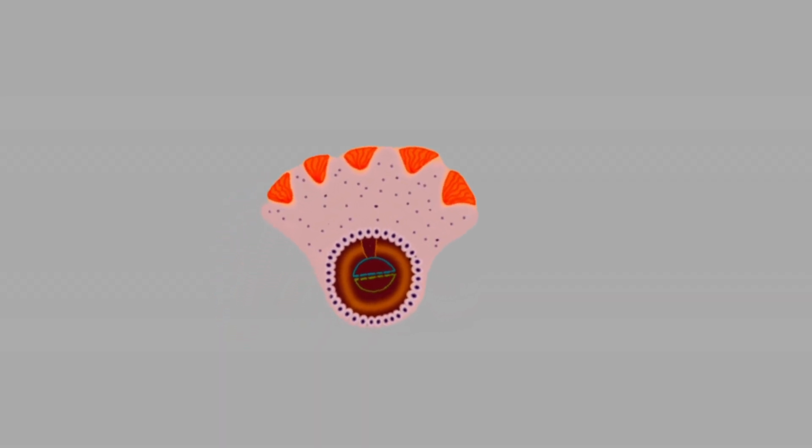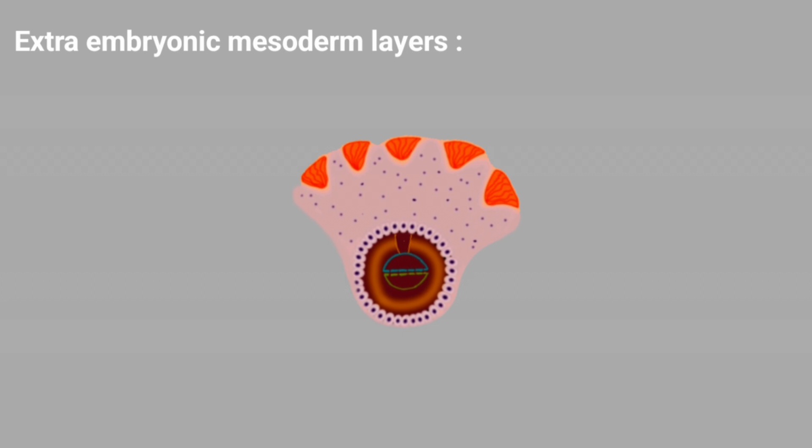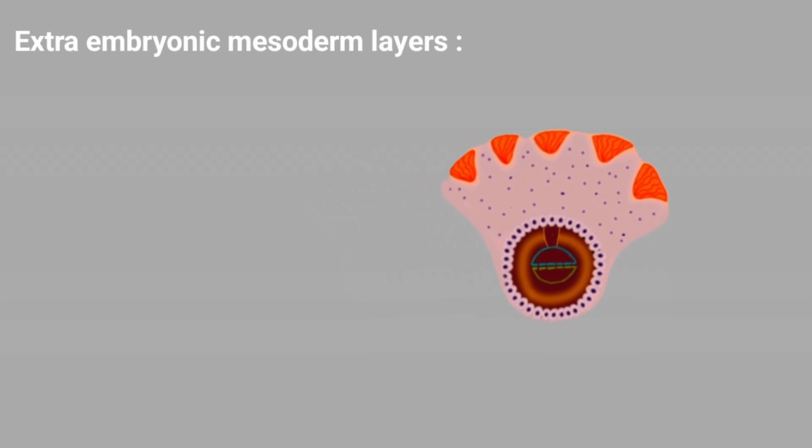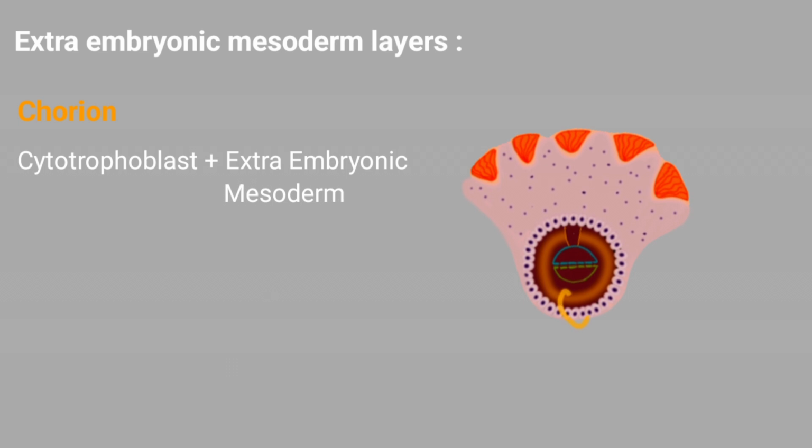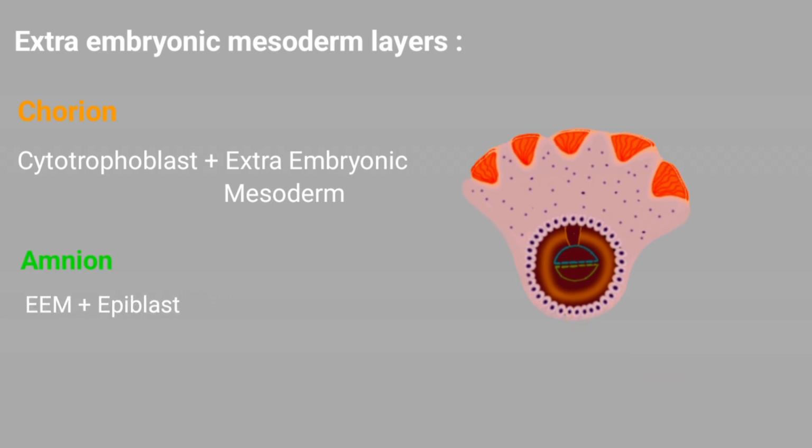Now for simplification, let's see the layers which are related to the placenta. Extraembryonic mesoderm layers. The first one is chorion. It is formed from cytotrophoblast and outer extraembryonic mesoderm. It provides protection to the embryo and forms chorionic villi, which form the placenta. The second one is amnion, made up of extraembryonic mesoderm and epiblast. It does not have any role in placenta formation.